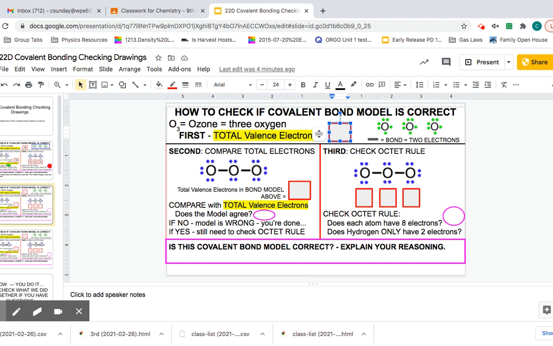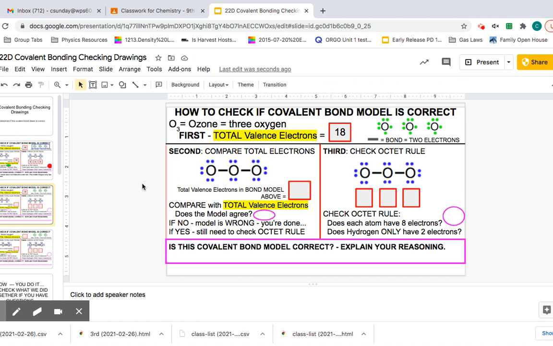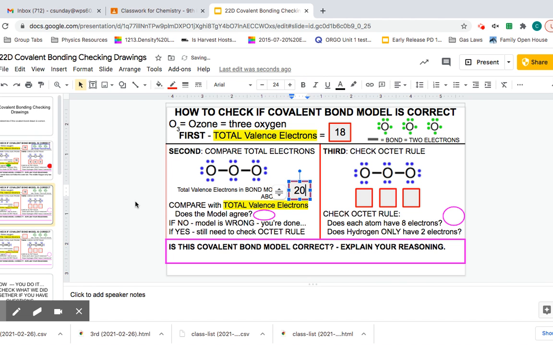Okay, so again, we're trying to see, is this image correct of this compound? So first things first is the total valence electrons. It's still 18 because it's still O3. I have 3 O's, 6 valence electrons in each. 6 plus 6 plus 6 gives me 18. Next, I need to count how many valence electrons are drawn on this thing. So we have 1, 2, 3, 4, 5, 6, 7, 8, 9, 10, 11, 12, 13, 14, 15, 16, 17, 18, 19, 20. So there are 20 valence electrons drawn.